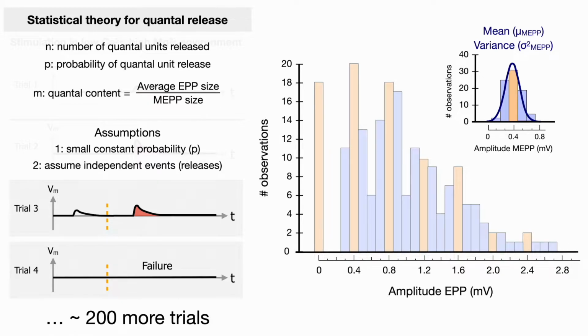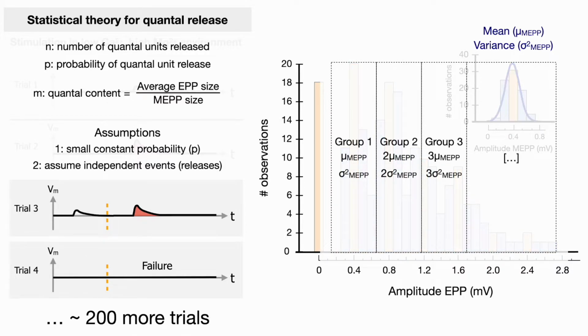To model the theoretical distribution of expected observations, we can use the mean and the variance of the MEP distribution to separate the histogram into different groups. The first group corresponds to the mean and the variance, the second group corresponds to twice the mean and twice the variance, and the subsequent groups follow this trend.